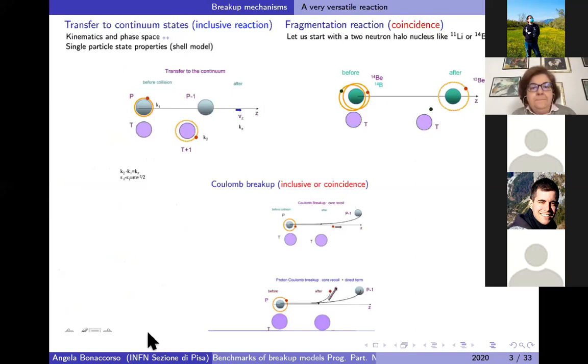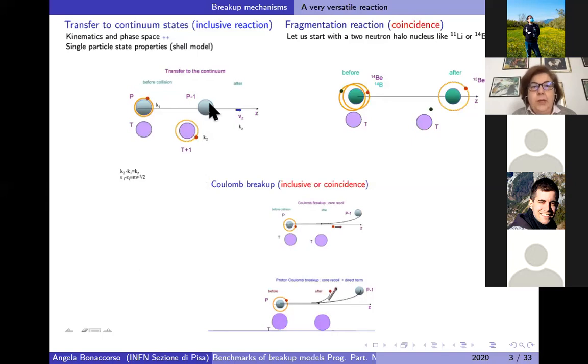So let's see what it is breakup when, let's say, we measure it. So suppose there is a projectile with a weakly bound particle, or in general, a particle which for us will be always a neutron on the surface. So a valence particle. Interacting with the target, this particle can be emitted if the kinematical conditions are good enough. And then what is measured is just the core intact.